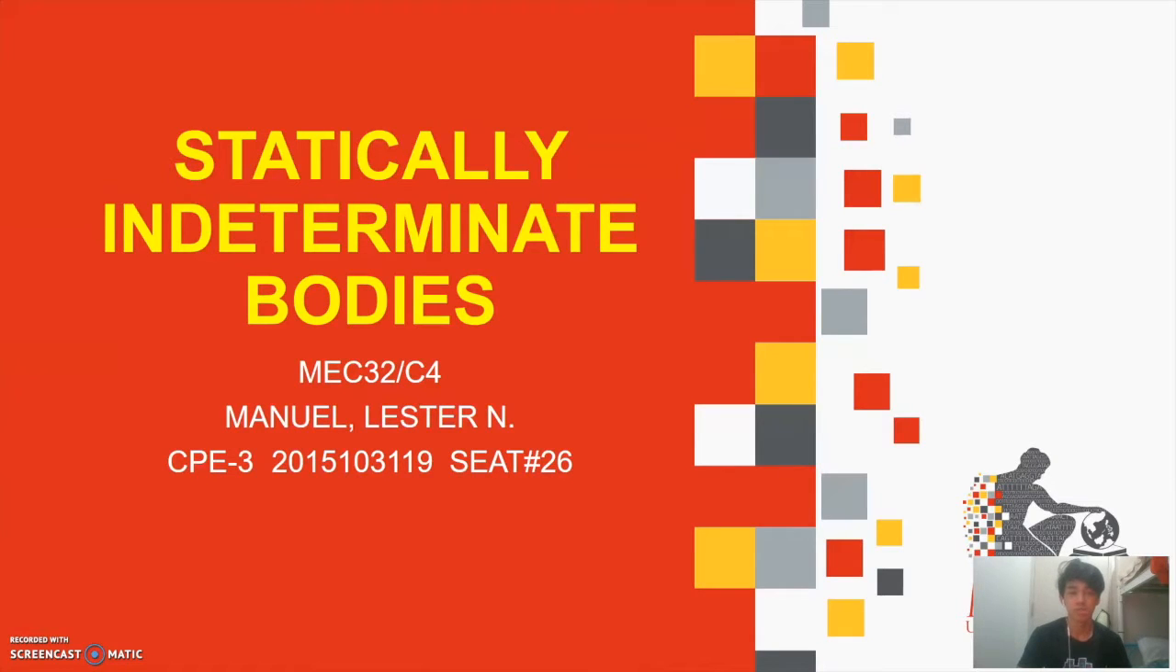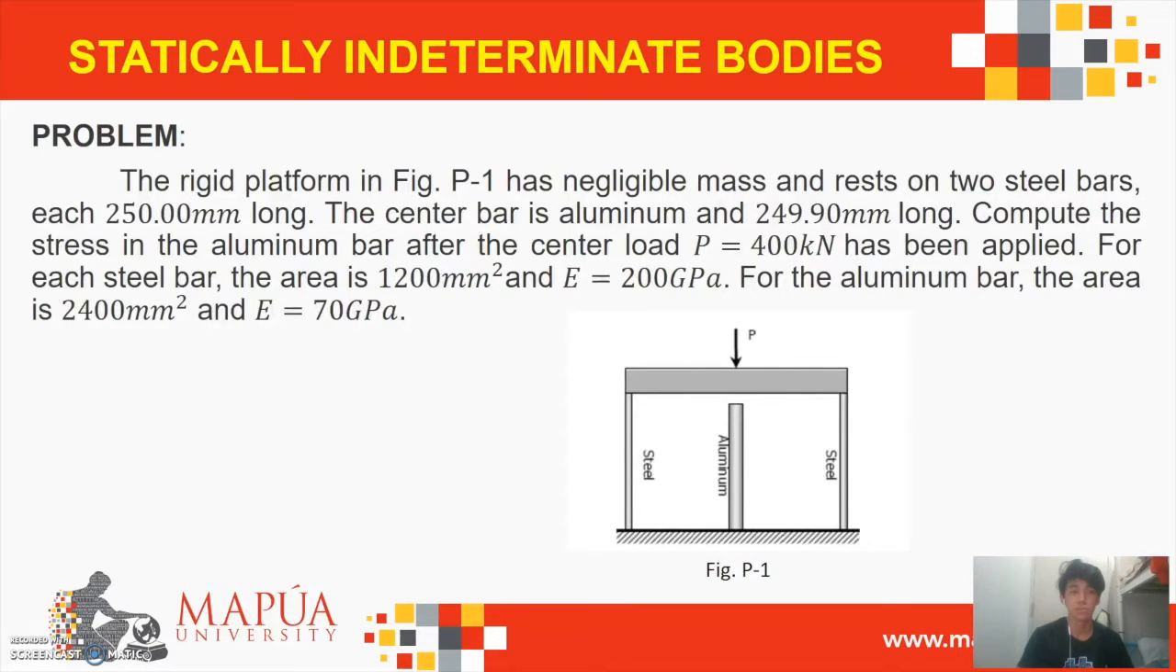Statically indeterminate bodies. Problem. The rigid platform in figure P-1 has negligible mass and rests on two steel bars, each 250 millimeters long. The center bar is aluminum and 249.90 millimeters long. Compute the stress in the aluminum bar after the center load P of 400 kilonewtons has been applied. For each steel bar, the area is 1,200 millimeters squared and modulus of elasticity of 200 gigapascal. For the aluminum bar, the area is 2,400 millimeters squared and modulus of elasticity of 70 gigapascal.